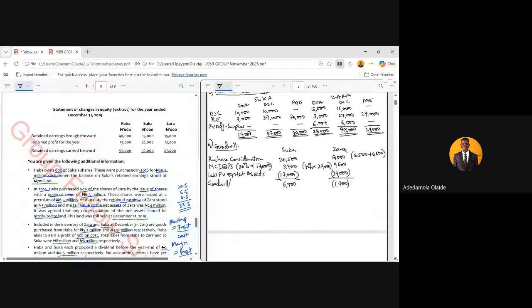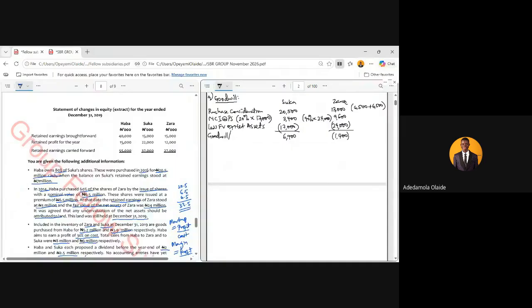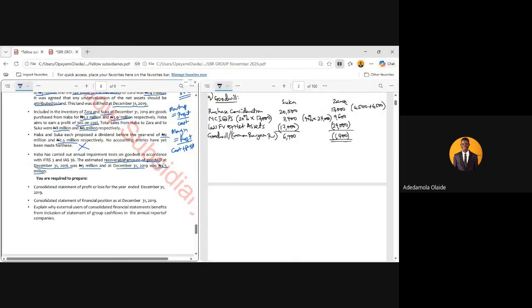Now, because it is negative, we call that gain on bargain purchase. So that's a negative figure. That one, we'll close it. We add it to our consolidated retained earnings. We don't have anything else to do to it. But for this one that we have goodwill, remember they told us that the recoverable amount of goodwill is 5 million in 2016 and 4.5 million in 2019.